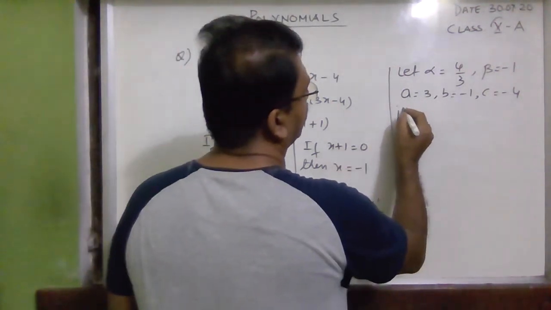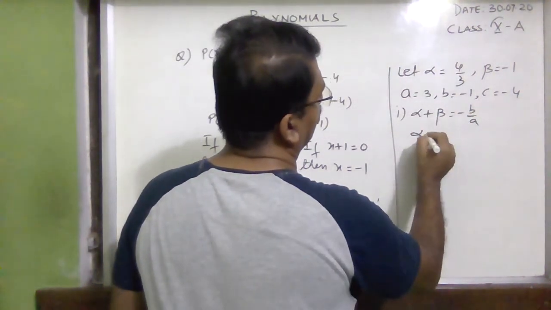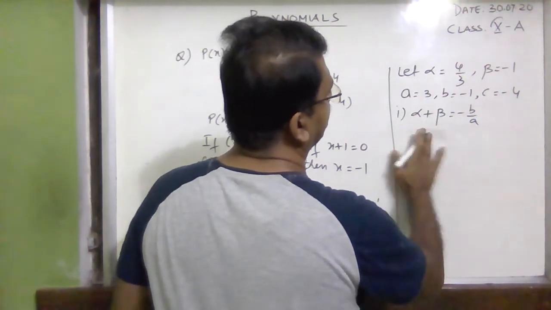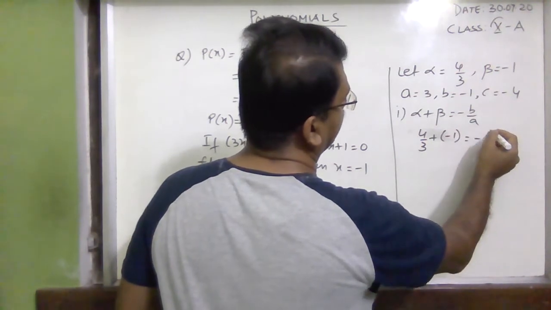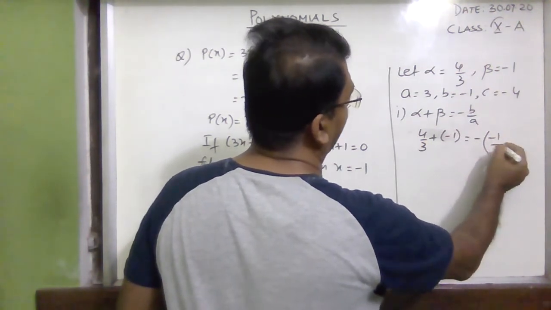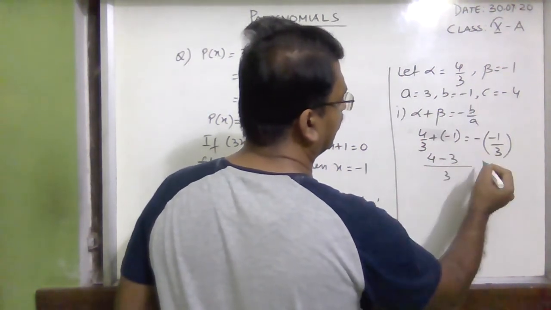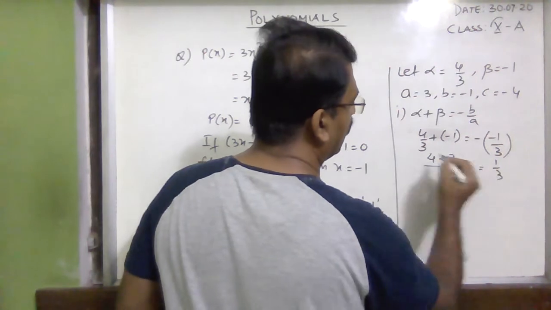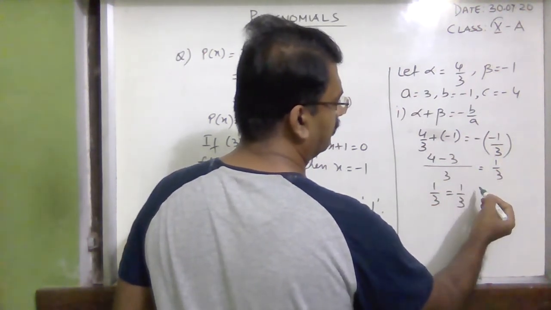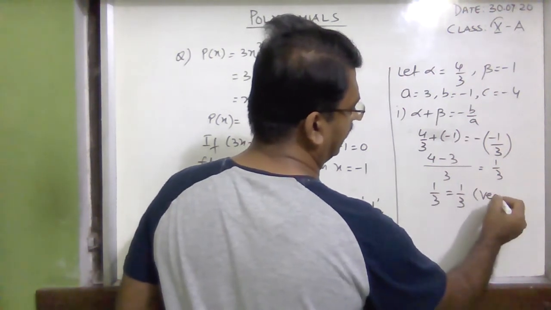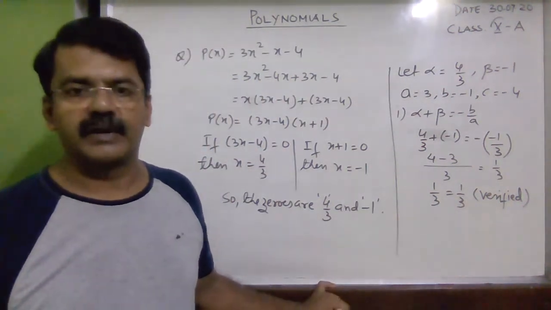Now the first one, alpha plus beta is equal to minus b by a. Alpha plus beta, that is 4 by 3 plus minus 1, is equal to minus b is minus 1 and a is 3. Now if you take 3 LCM here, 4 minus 3, minus into minus plus, so 1 by 3. 4 minus 3 is also 1, so 1 by 3 is equal to 1 by 3. Okay? So the first one is verified.